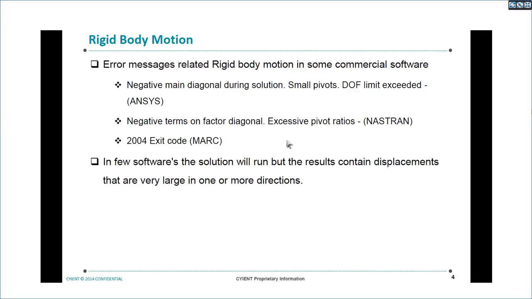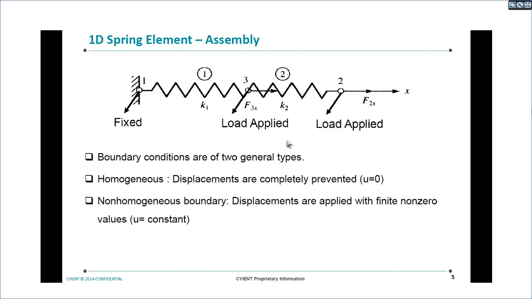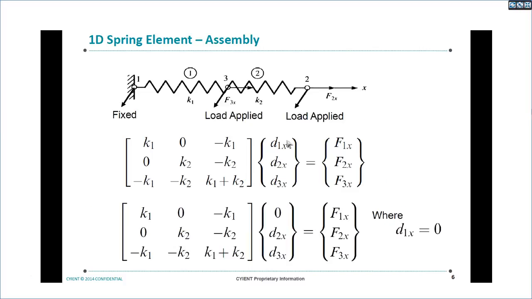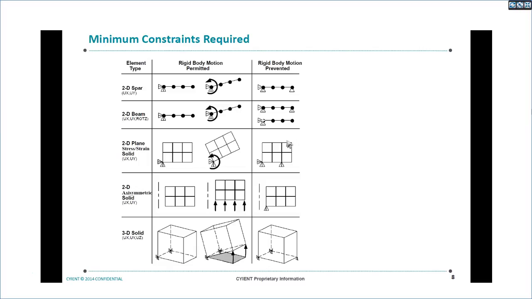Okay, so generally rigid body motion things will get an error. Most of the programs will get an error. So to avoid that, we should give constraints in the model, and those constraints should be minimum constraints. That means we should not give over constraints to the model. There should not be any over constraints in the model. Over constraints will result in inaccurate stress. So a model should be properly constrained.